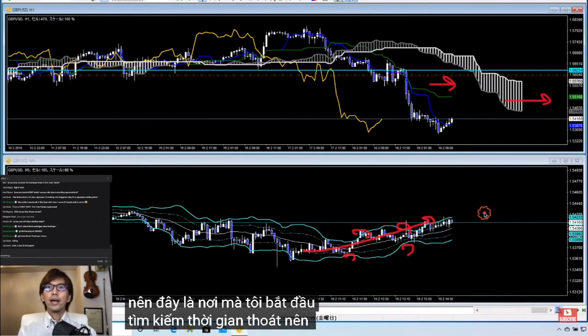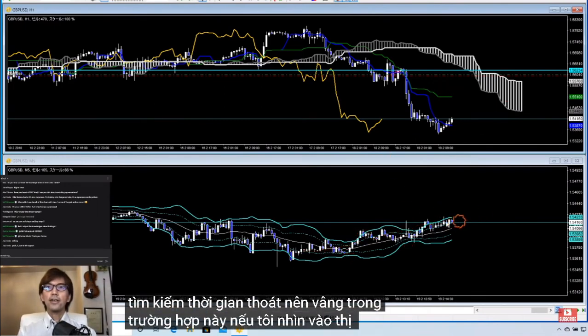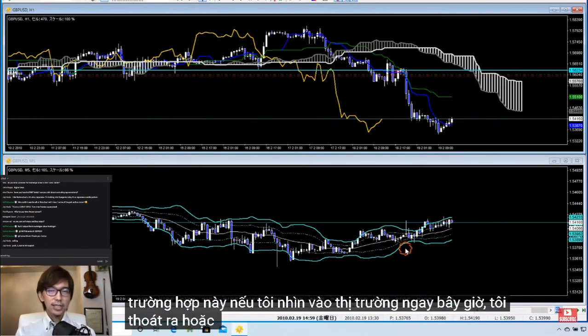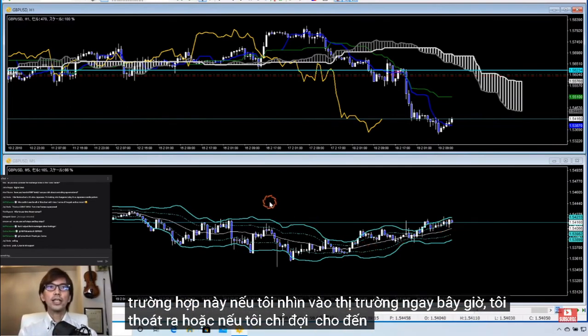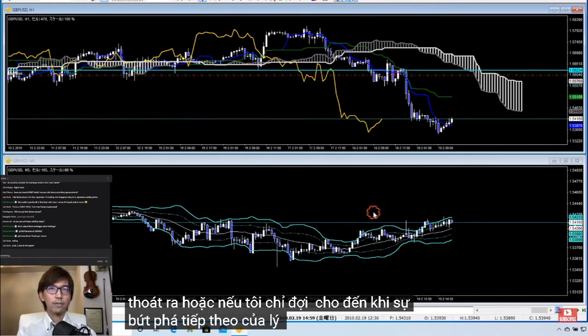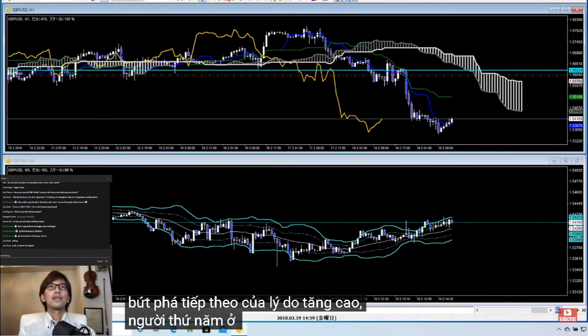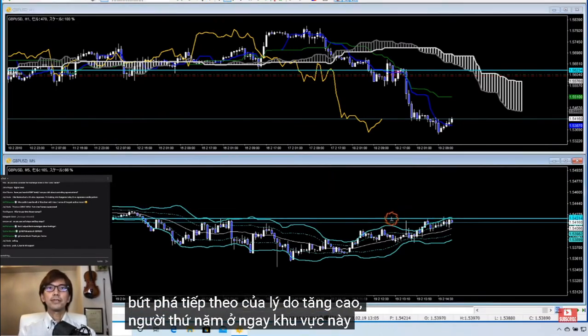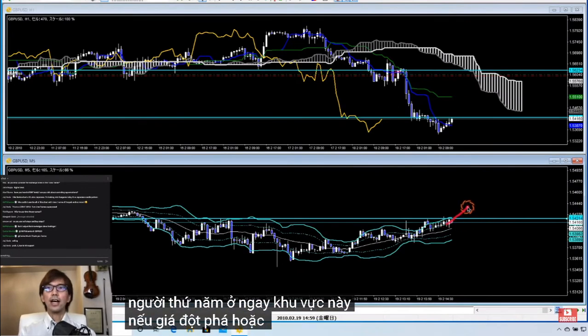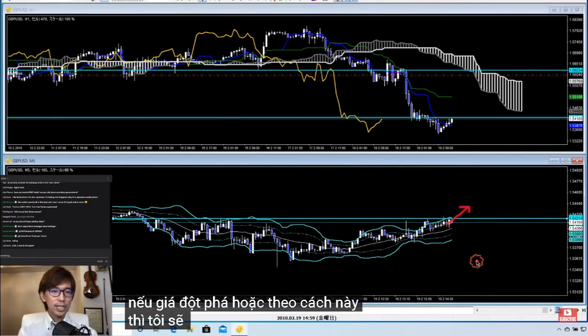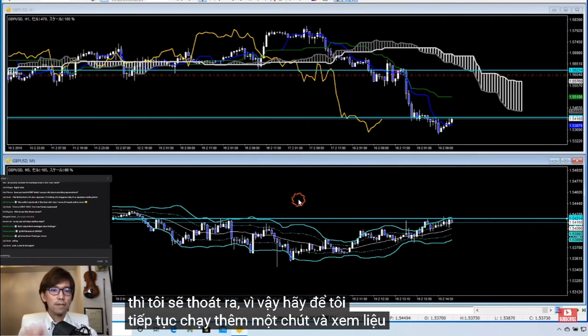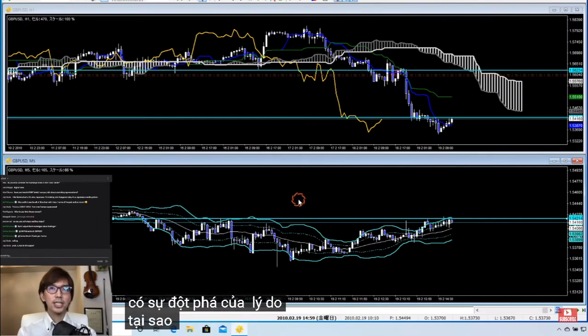So yeah, in this case, if I look at the market right now, I exit, or if I just wait until the next breakout of the recent high upwards in 5, which is at this area, right? If the price breaks out upwards this way, then I will just exit. So let me just keep running a little bit more and see if there's a breakout of the recent high upwards or not in 5.